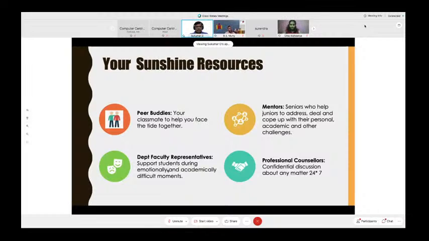So in case of any emergency or any kind of help, they will be ready to help you at any point of time. You will get the details of all peer buddies, mentors, and the department faculty on the website, which I will be mentioning in a few minutes. And we also have, as I said, professional counselors who will be available 24/7, both for confidential discussion or an informal level of discussion.